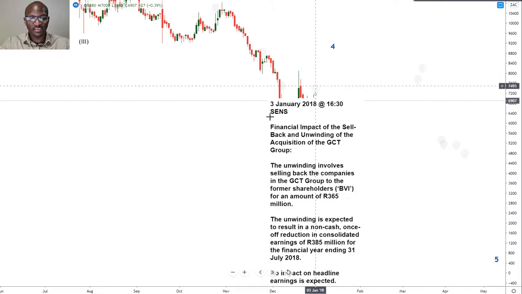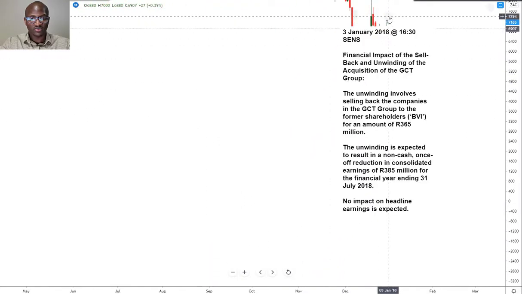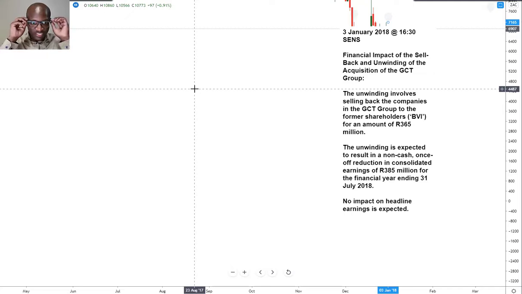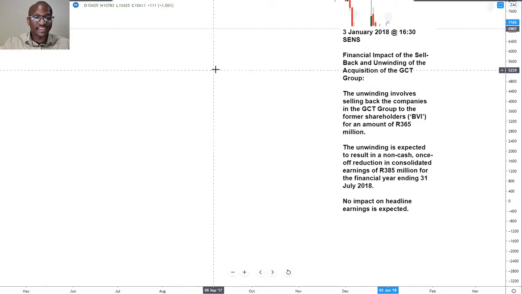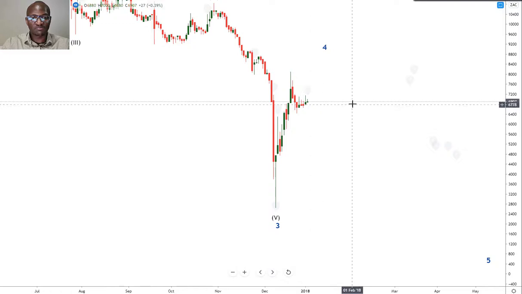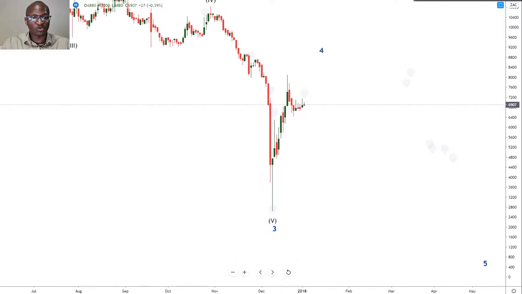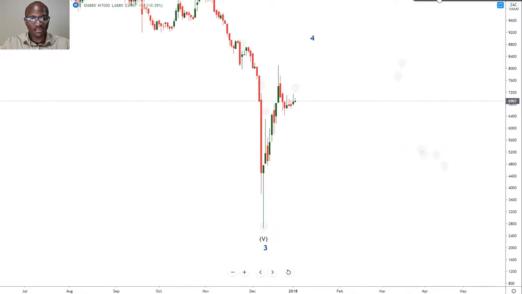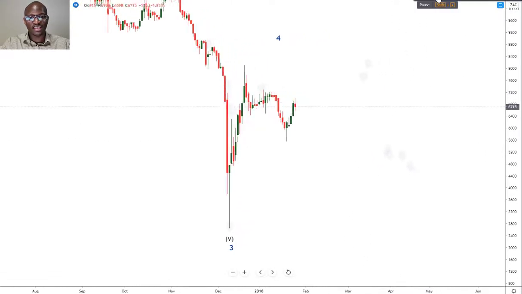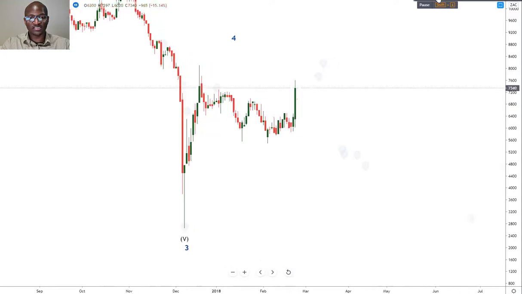And on this day, here they're basically detailing the impact of the sell-back agreement, and that the unwinding is expected to result in a non-cash once-off reduction in earnings, but would have no impact on headline earnings. And this bit of news was really just ignored by the market. It was almost like a non-event, and the market continued to recover slightly and then started moving sideways.